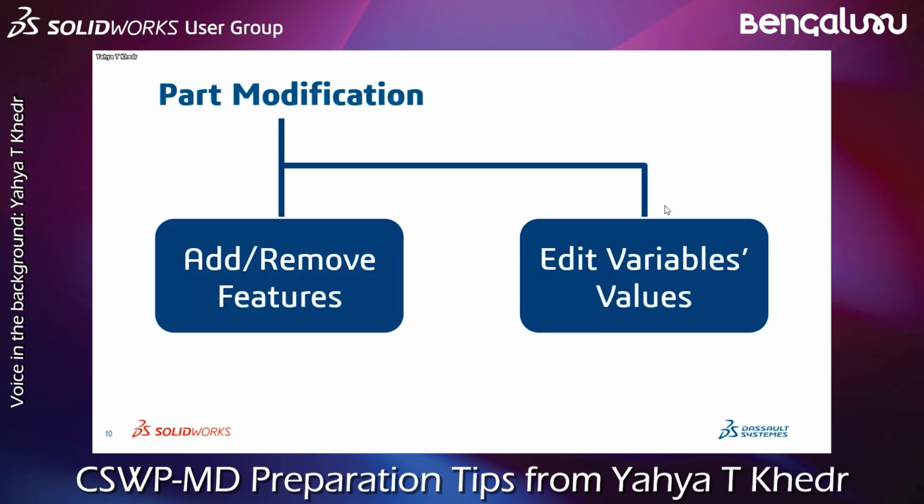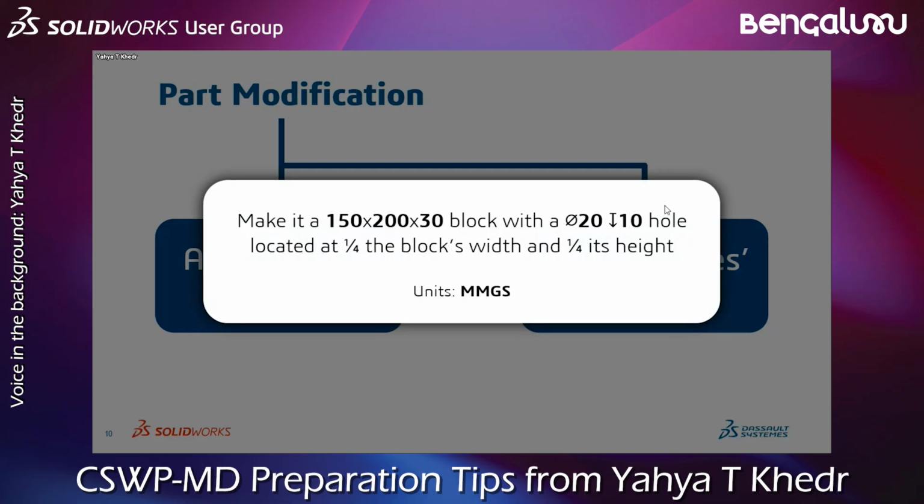Now, here is a good example of why you should always read the whole question and also the next question and the next question and so on before you start answering the question. So now let's modify it. The modification is saying make it a 150 by 200 by 30 block and add a 20 millimeter in diameter and 10 millimeters in depth hole located at the fourth of the block's width and the fourth of its height. Now, here's the thing.